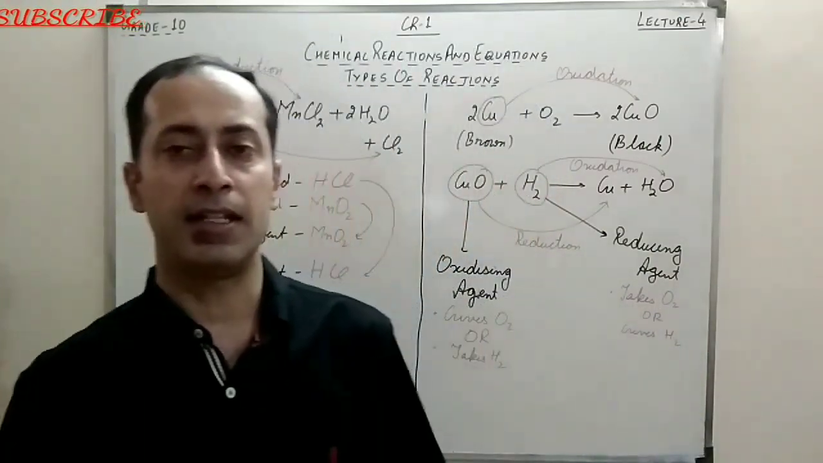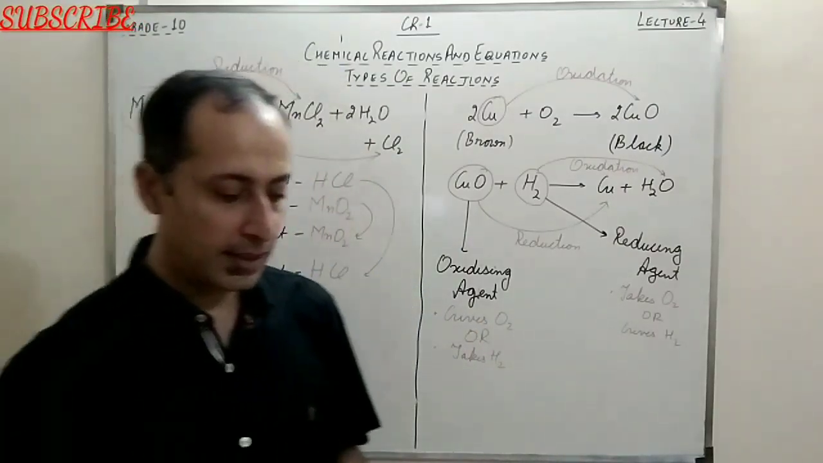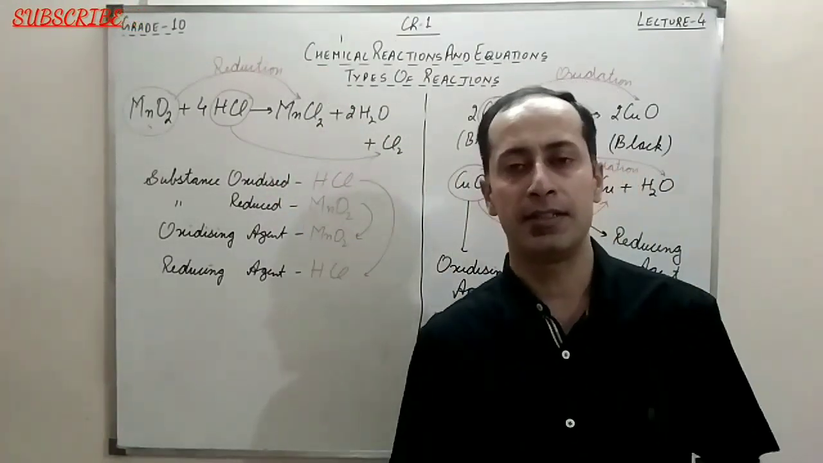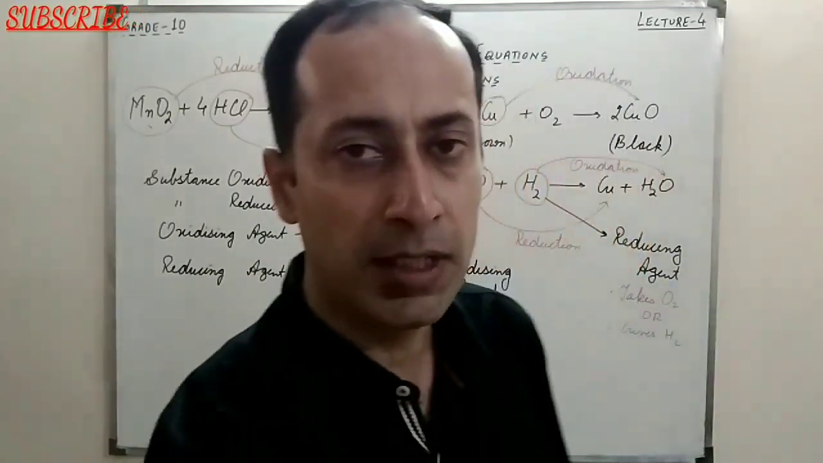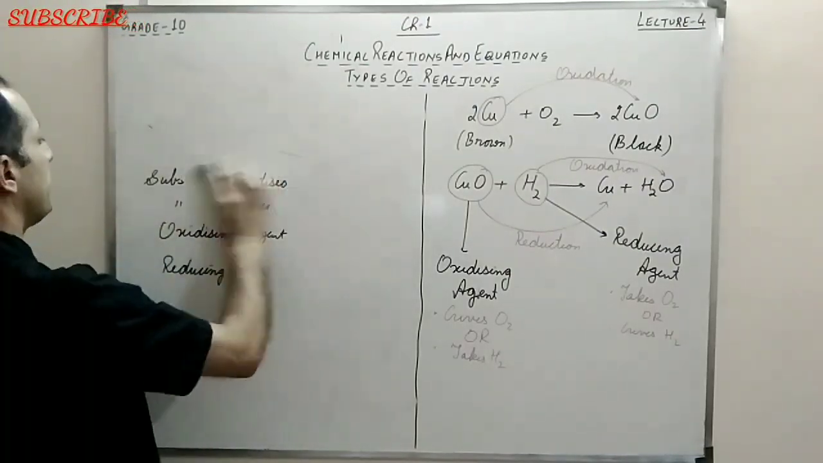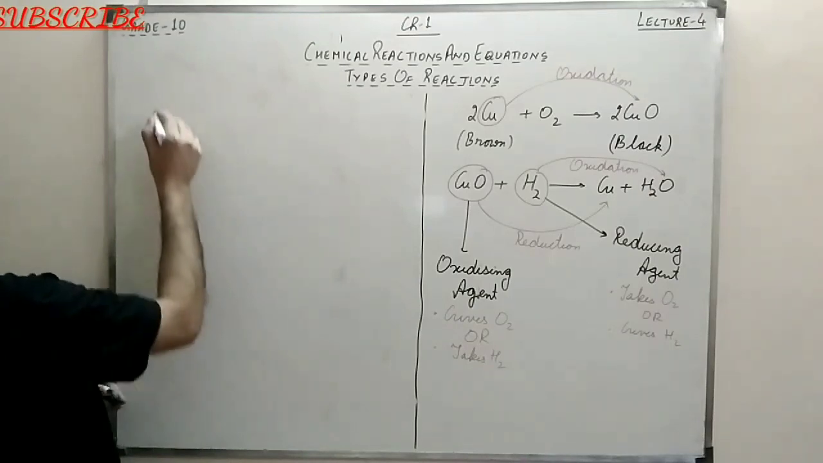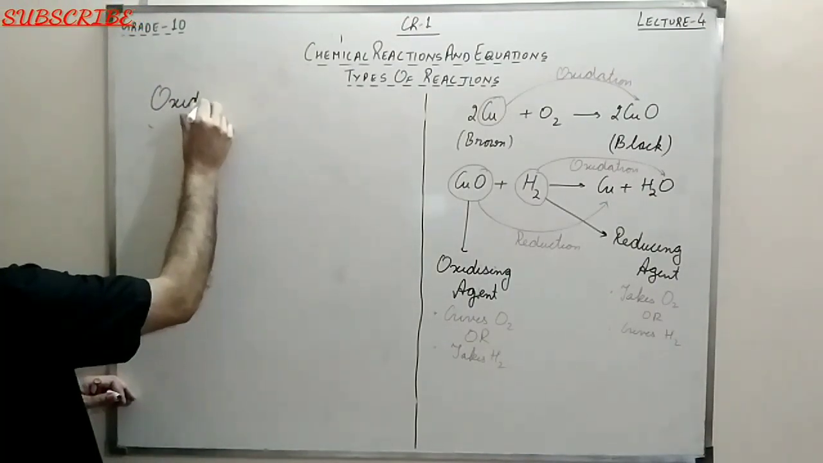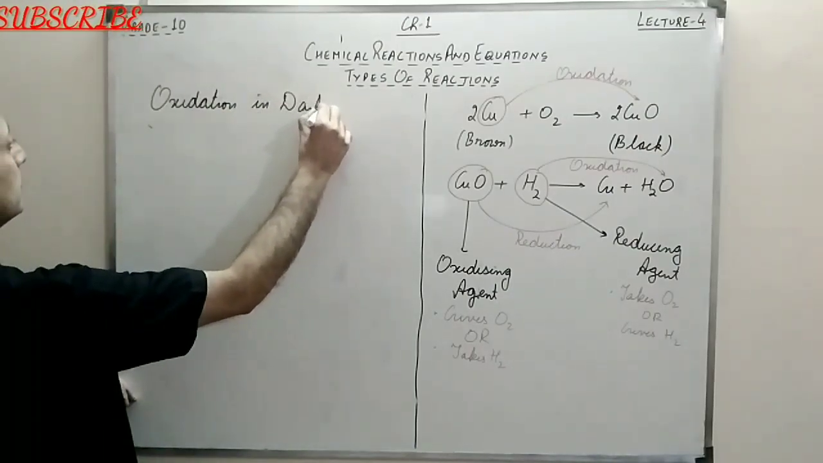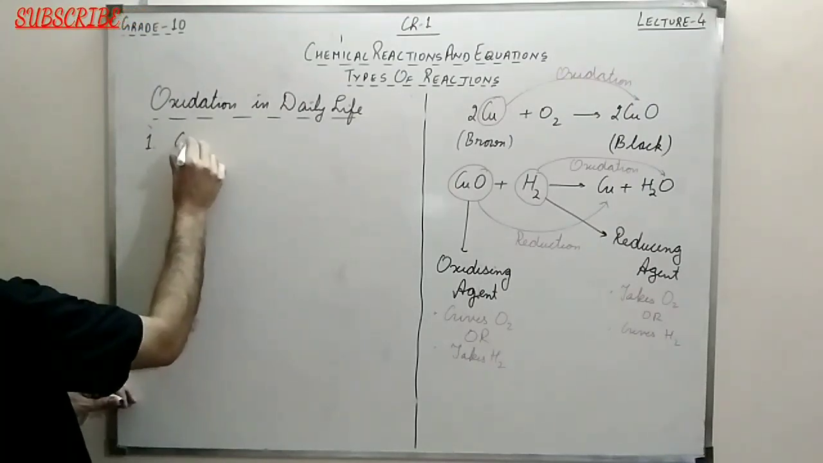So this was all about the different types of reactions. Now the next thing that comes, the last topic of this chapter and today's lecture also, is the use of oxidation, or what oxidation does in our everyday life, right? So there are two things to be discussed here. Oxidation in our everyday life. We talk about the first thing as corrosion.